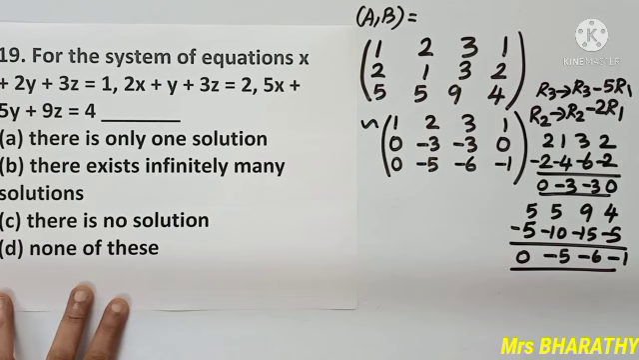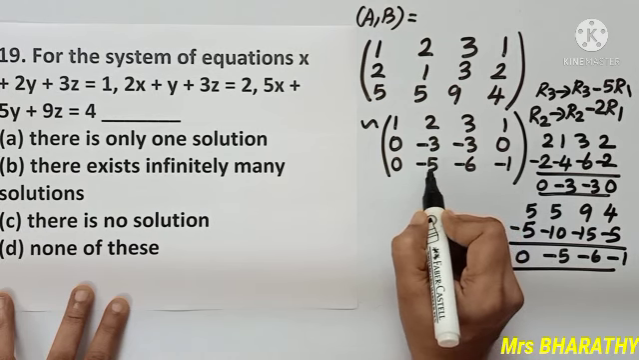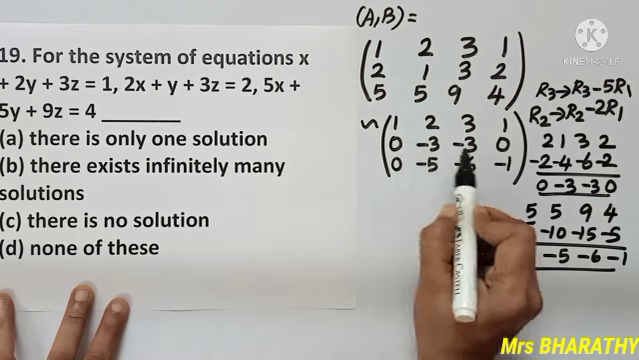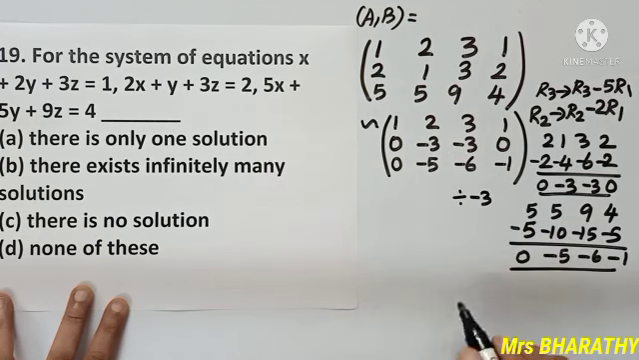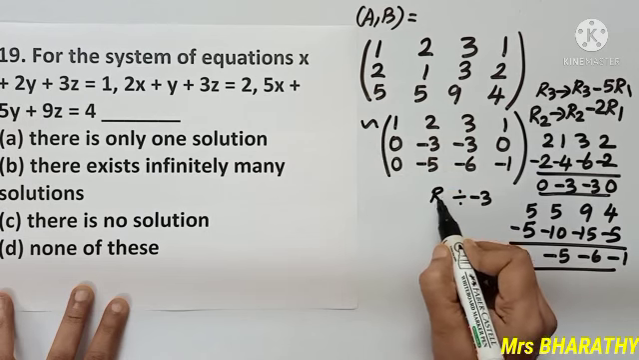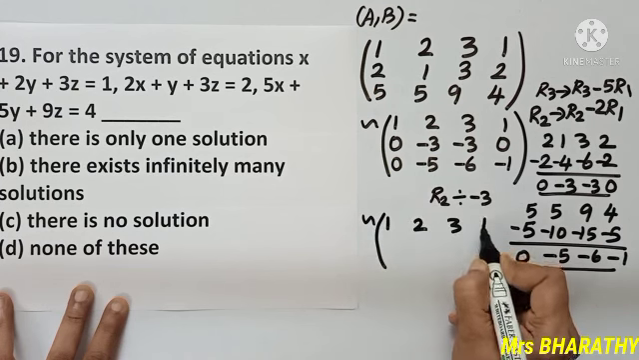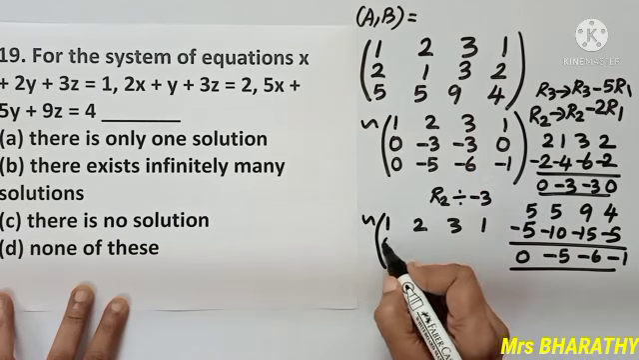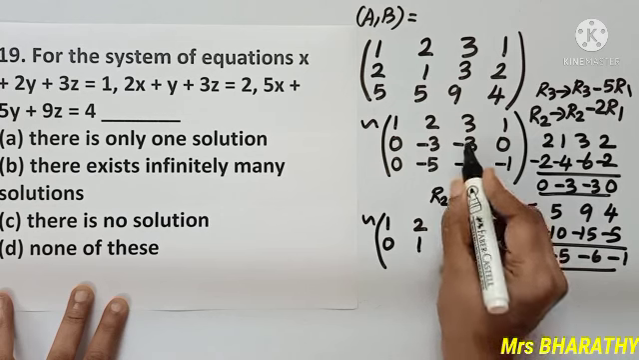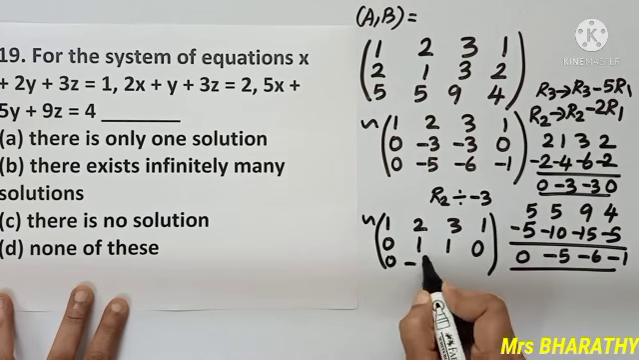Now I need to bring one more 0 here. To do that, let me use the second row, where minus 3 is the same, so I can divide by minus 3. First row, no change, write as it is. Second row, we divide by minus 3: 0, minus 3 by minus 3, minus 3 by minus 3, 0 by minus 3. Third row, copy as it is.